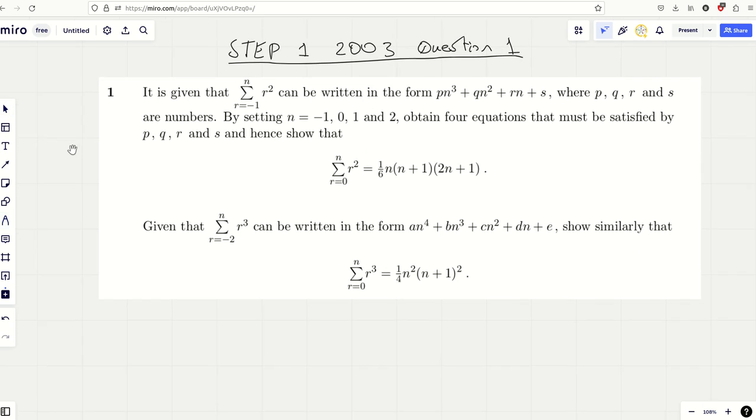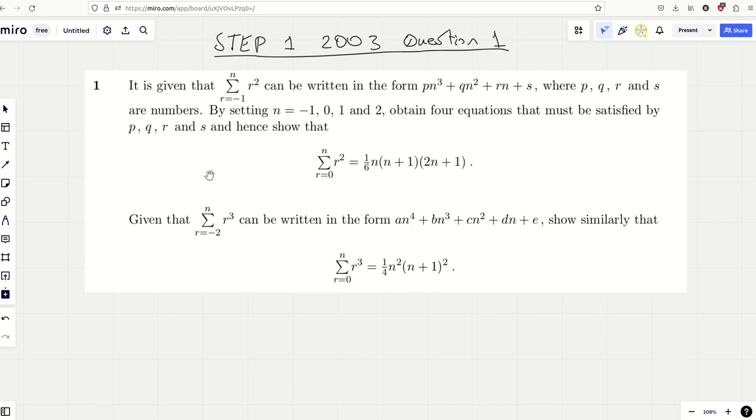Hi everyone, so I thought I'd just give this question a go. I think it's related to what some of the double mathematicians are working on at the moment, and it's nice to see a proof of these results, even though you do get a proof later on in the proof by induction chapter. But here's just another way of approaching it.